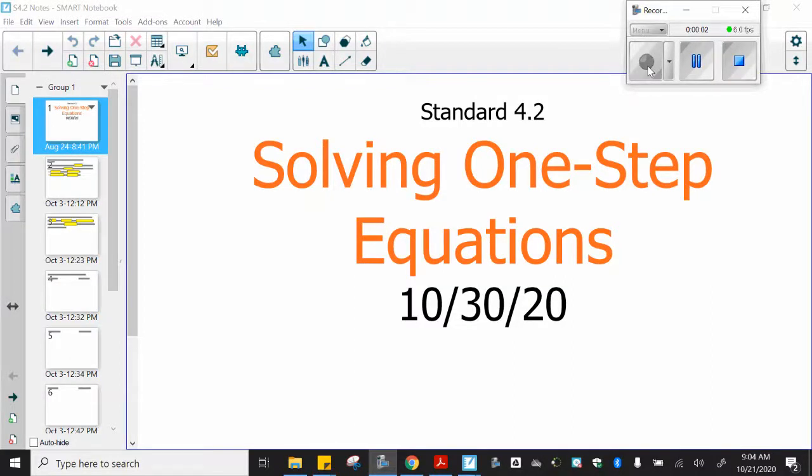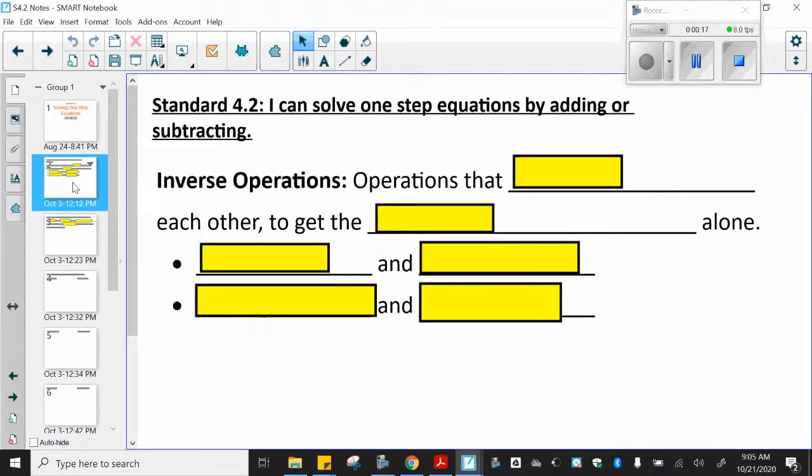Right, ladies and gentlemen, we are now moving on to standard 4.2, solving one-step equations. Just a very algebra-y thing we're going to do. Let's get started. Again, I think you've seen this, but let's hope. Standard 4.2: I can solve one-step equations by adding or subtracting.